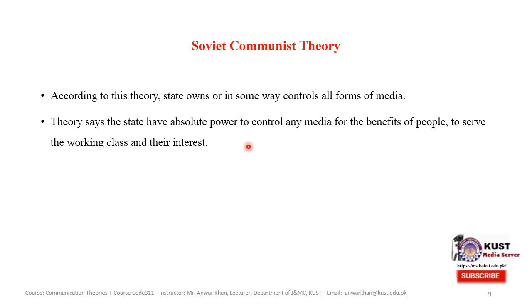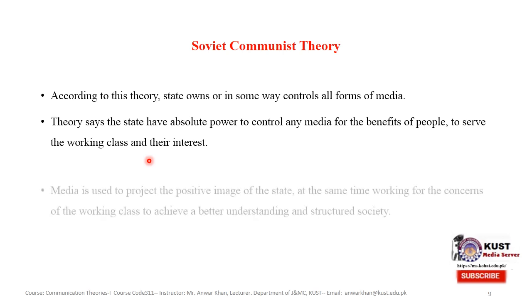Then we say that this theory says that the state has absolute power to control any medium for the benefit of the people, to serve the working class and their interests. So this is very interesting. And the logic is that they are controlling the media for the sake of the people. They are introducing different restrictions, laws and regulations for the sake of the people, so that this media can work well for the working class, for their interest, for the welfare of the working class, so for the welfare of the people. So in that shape they are controlling the media indirectly.